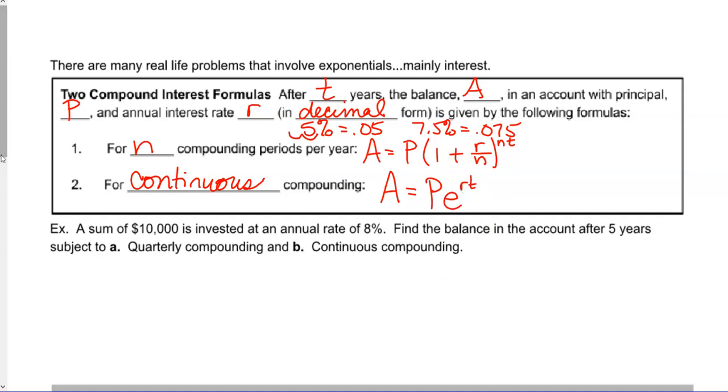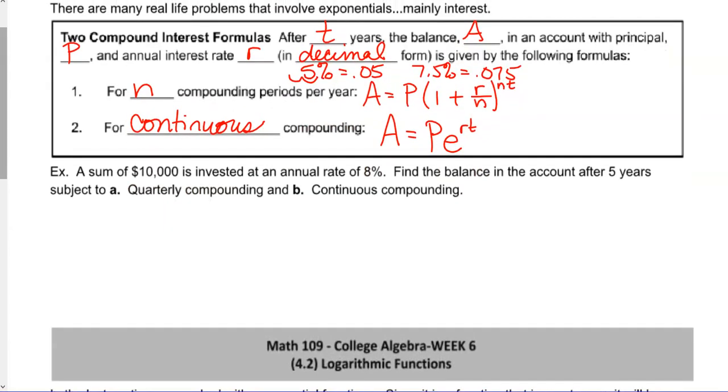So they're pretty straightforward. Again, they're just formulas, so as long as you have all the information, all we're doing is plugging in, and you will have to use your calculator to determine these out, okay? So a sum of $10,000 is invested. That's the money that we put in. That in disguise is our P.